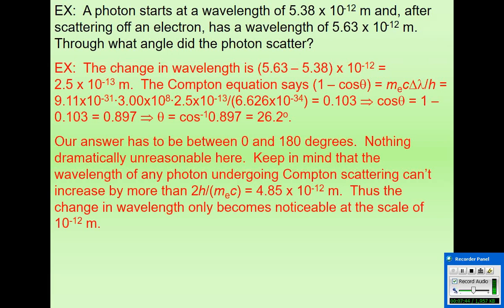And as it says in the text near the bottom, you cannot get a wavelength that changes by more than 4.85 times 10 to the negative 12 meters. That is the absolute limit of 2 times h over mc when you use the mass of the electron. So it is something that happens only on the scale of X-rays, but when the physicists of the time discovered this effect, they couldn't explain it until Compton came along and showed not only that quantum mechanics and this idea of photons is correct, but so is relativity.